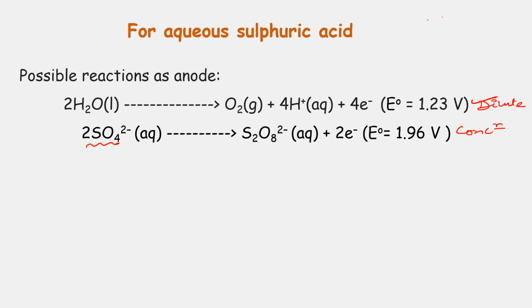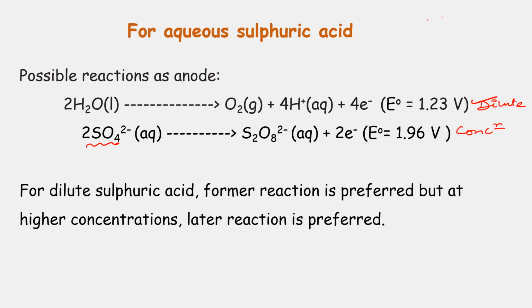So the EMF is not the only factor which will determine the products at the anode. We will have to look at the concentration also. Now, if the concentration of sulfuric acid is low, SO4 2 negative ions will be less, and that is why the former reaction will be preferred. For dilute sulfuric acid, the former reaction is preferred, but at higher concentration, the latter reaction is preferred, only due to the difference in concentration.